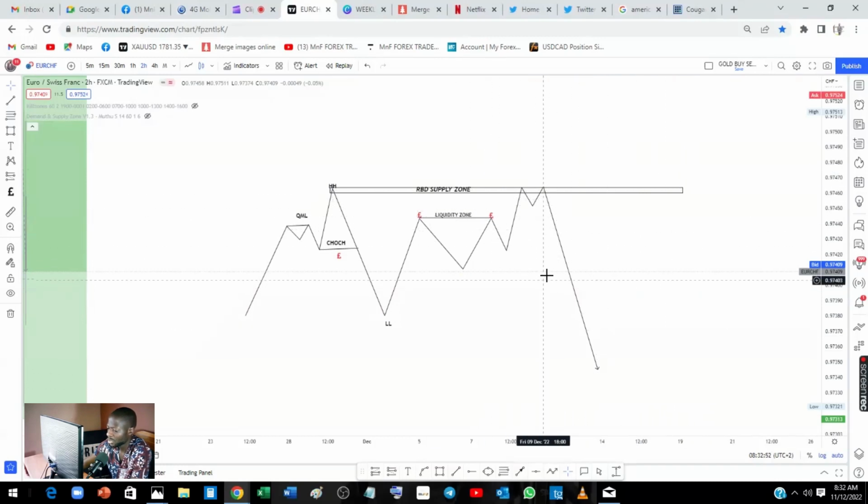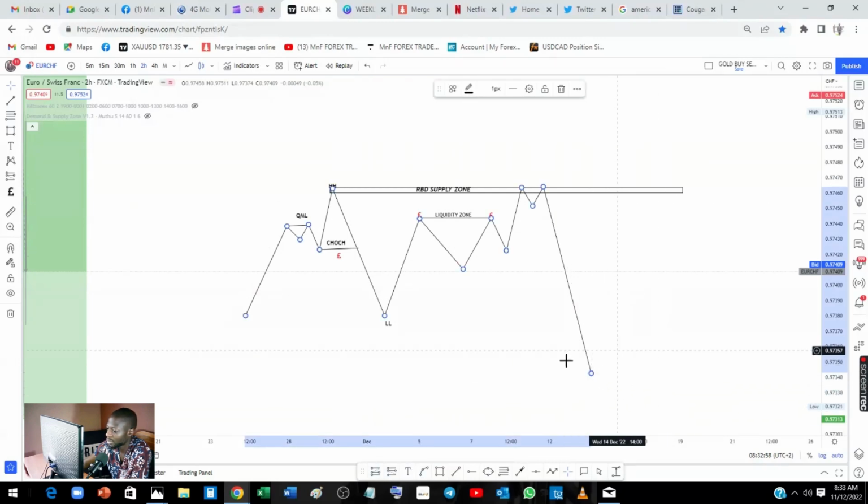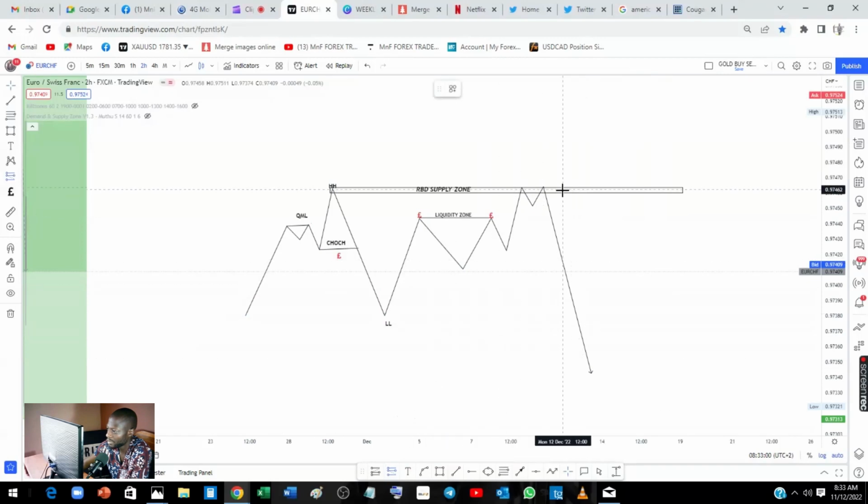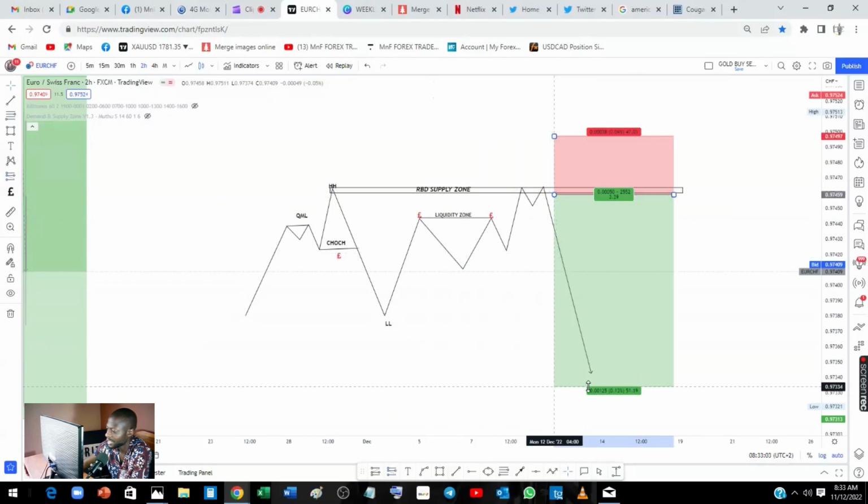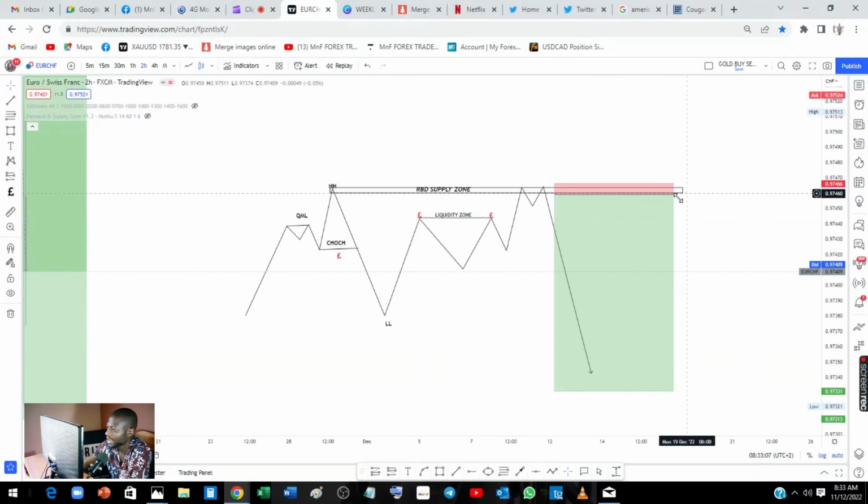And around here, what you're going to do is your stop loss is going to be just slightly above the higher high right there. And the target is going to be on the next fresh demand zone below here. So let's go ahead and just do that. So our target is somewhat below here, and our stop loss is just slightly above the higher high.